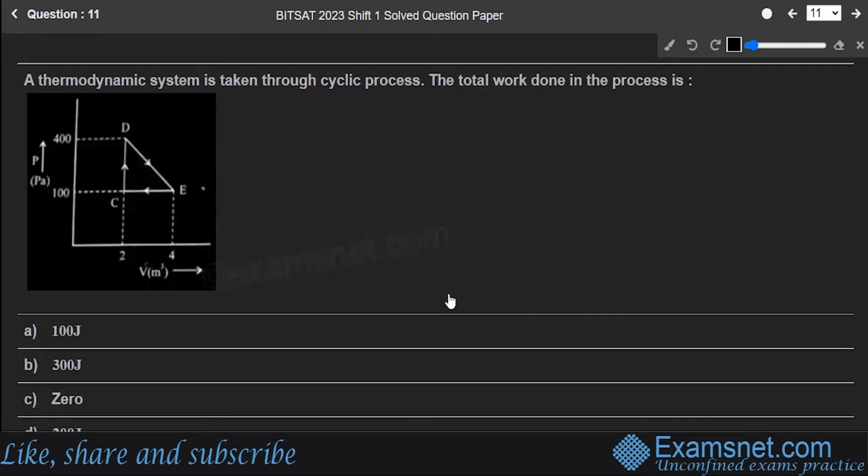A thermodynamic system is taken through a cyclic process. The total work done in this process is, see, the work done will be area under the curve.